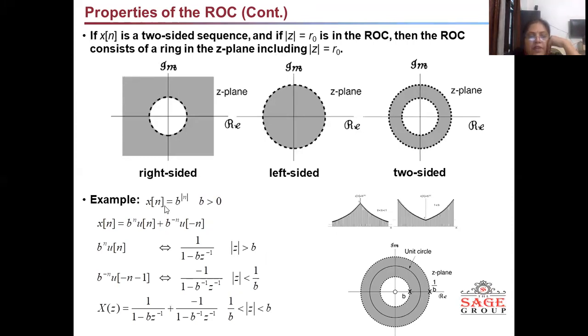For example, we have seen that x[n] is equal to b to the power of |n|, where b is greater than 0. Now what we have taken is the mod of n, so we will consider both sides of the signal: b^n u[n] plus b^(-n) u[-n]. So we found the ROC of the independent signals, and we have drawn the ROC on the z transform.